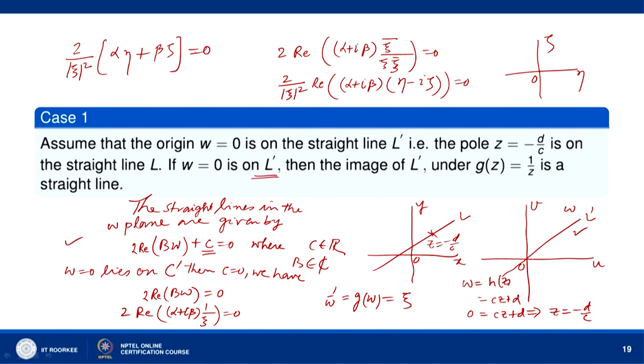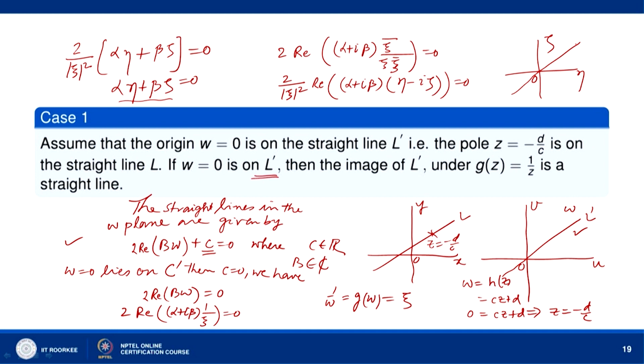Okay, this is the real part, alpha eta plus beta zeta equal to 0. So, alpha eta plus beta zeta equal to 0 means the line passes through the origin in the zeta plane. Again we get a straight line which passes through the origin.